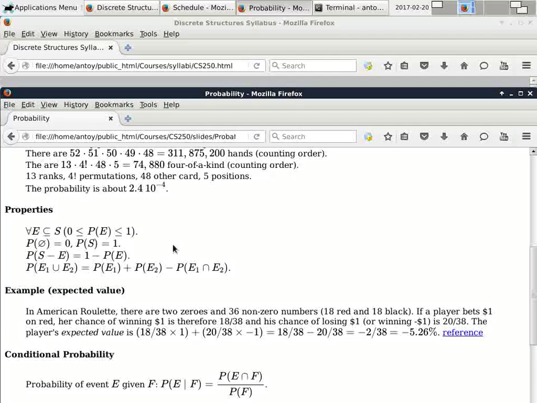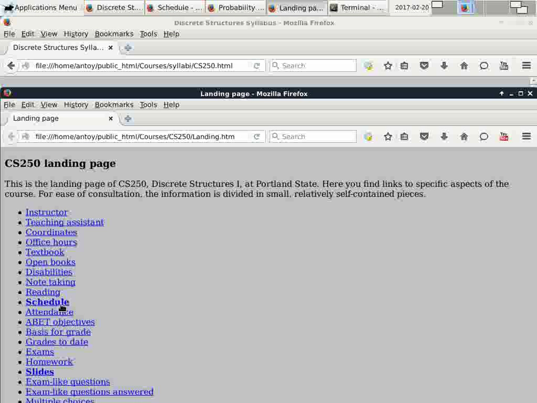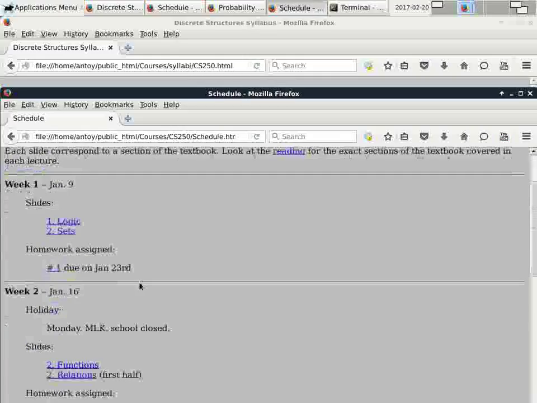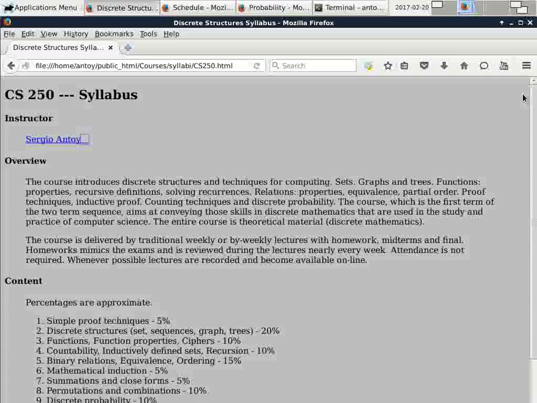Let me go back to the slides because this may stimulate your memory. If we go to the schedule and we look at the functions, this is the notation. You remember the notation here? F is the function, A is the domain, and B is the codomain. All right? So, if I look at what I wrote here, P is the function, S is the domain, and this is the codomain. This is the real interval between 0 and 1 inclusive. All right? So, now, let's go back to the problem we are trying to solve.